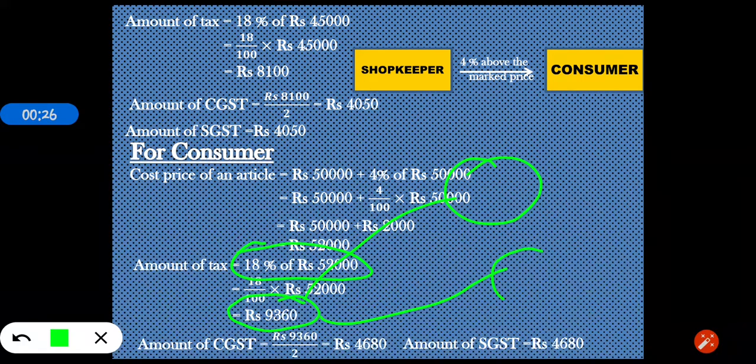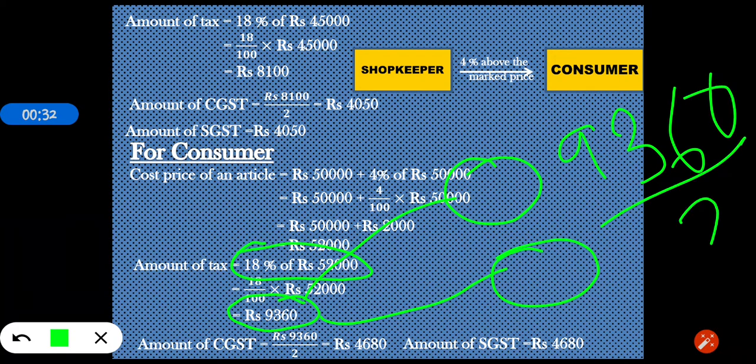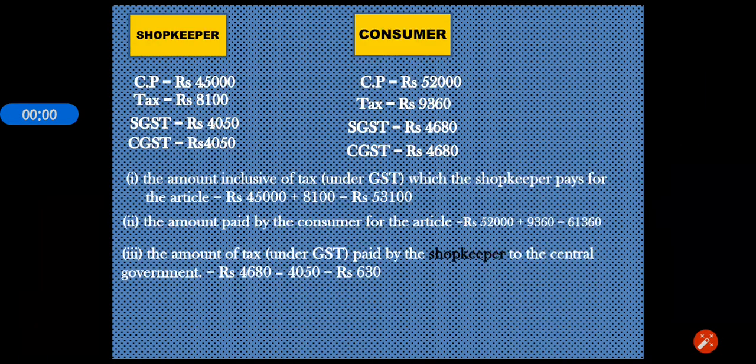9,360 is divided into two equal halves, that is, 9,360 divided by 2 is equal to 4,680. One half, 4,680, goes to the central government as CGST, and the other half, 4,680, goes to the state government as SGST. Now let's come to a conclusion.